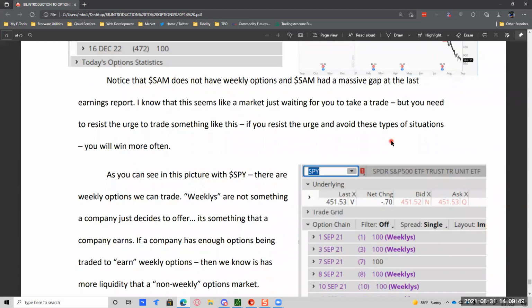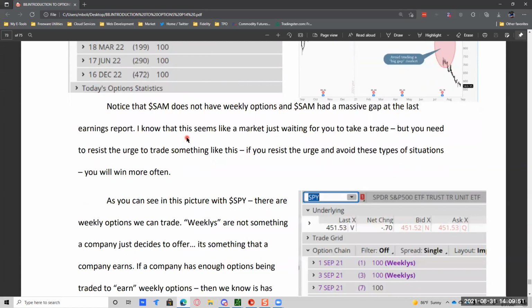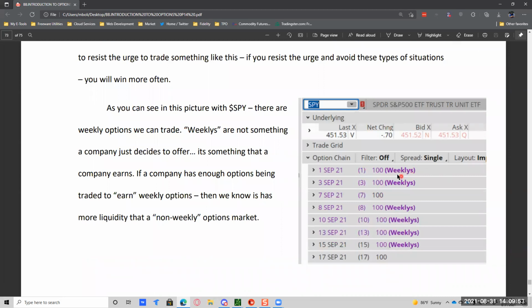As an example of things that don't have weekly options, here's an example of things that do have weekly options. I don't think every broker does this, but a lot of the bigger ones do. They'll actually have the word weekly next to it so that it does have weekly options. Funny enough, a company doesn't just get weekly options. It's not something that they choose to have or choose to not have. A company has to earn the right to have weekly options, and it's decided by the industry.